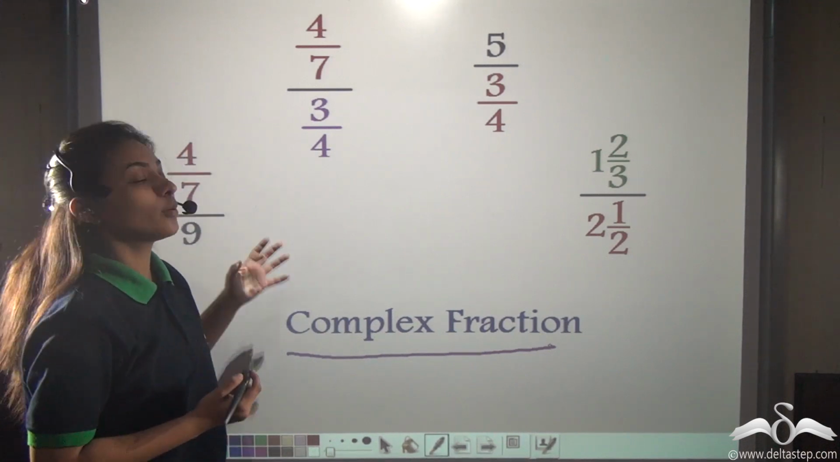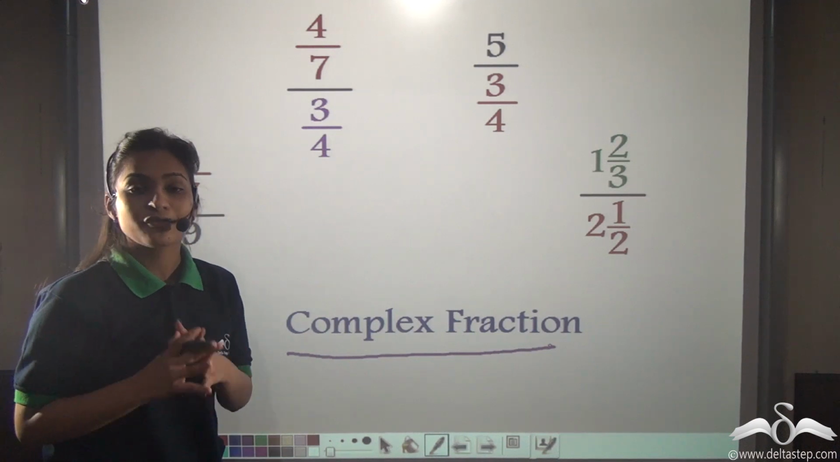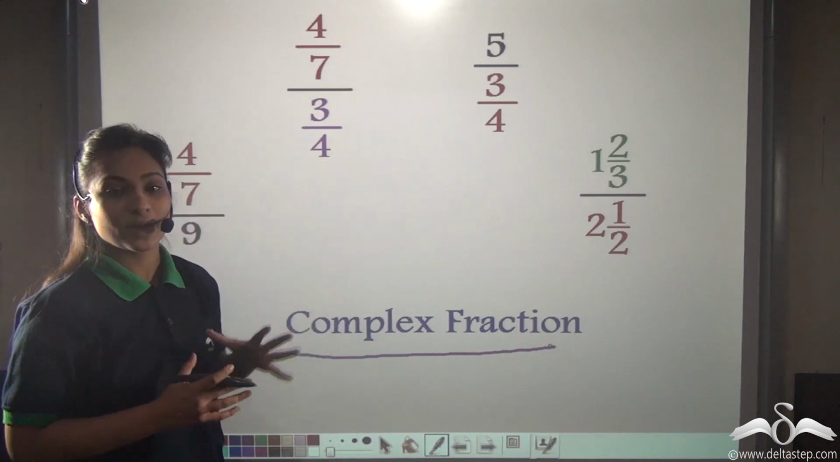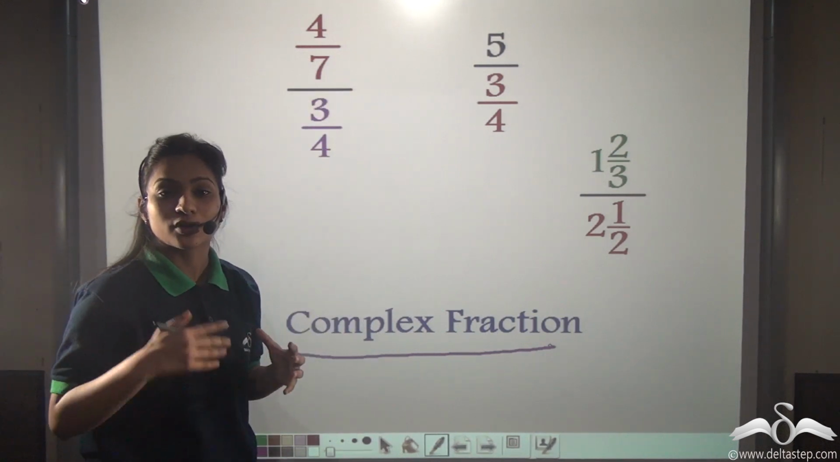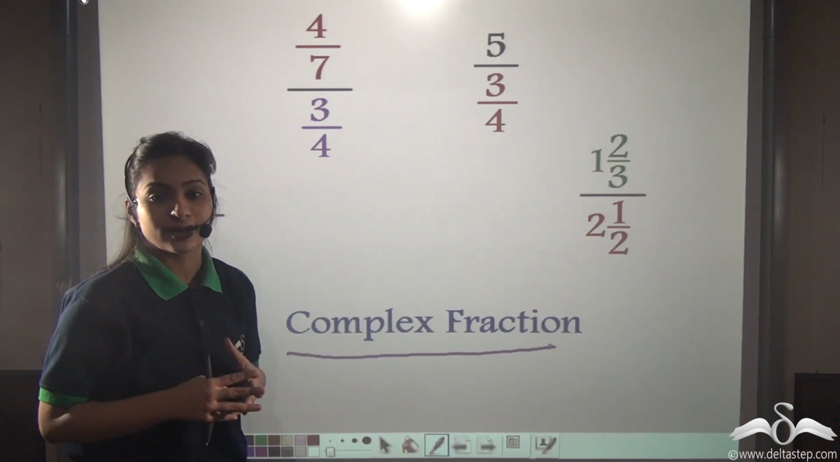Now what do you do about complex fractions? Can you just leave it like this? Well, no. If you find a complex fraction in a sum, or if you get any such complex fractions, it is better to convert them into simple fractions and then leave the answer. So how to do that? Let us see.